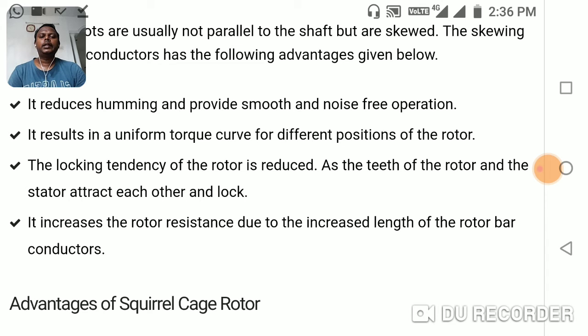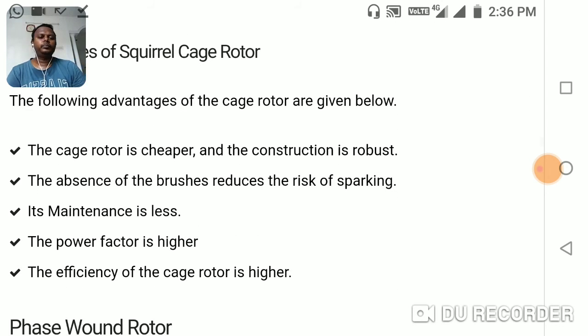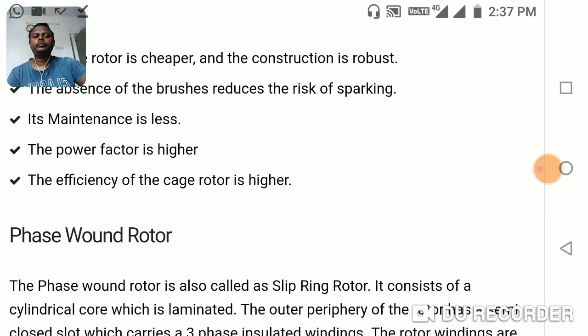Next thing is it increases the rotor resistance due to the increased length of the rotor conductor. The following are a few of the advantages. The cage rotor is cheaper. The absence of brushes reduces the risk of sparking. Maintenance is very less. Power factor is higher. As you know, if the power factor is higher, the efficiency of the machine will be higher. The efficiency of the cage rotor is higher.